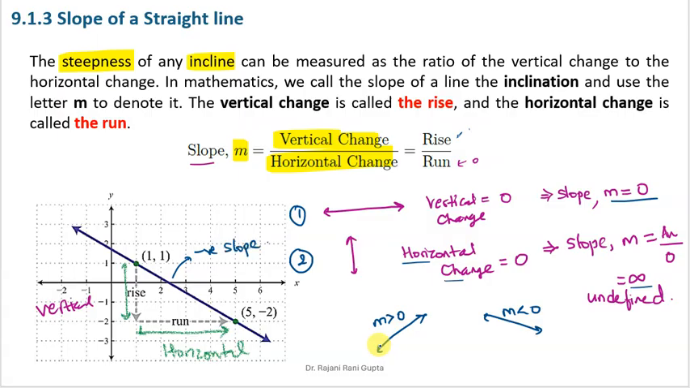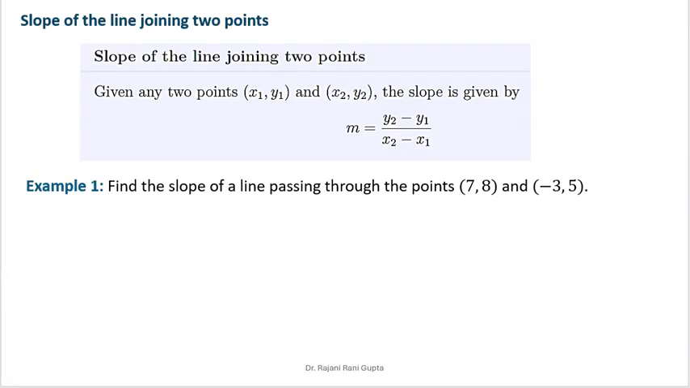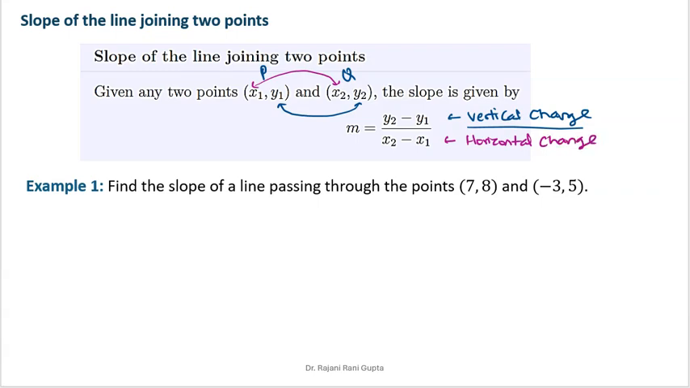Now let's see how we find the slope of a line when 2 points are given. The formula for the slope of a line joining 2 points, let the points be P and Q with the coordinates x1, y1 and x2, y2, is given by the difference of the y coordinates, which gives you the vertical change, divided by the difference in the x coordinates, x2 minus x1, which gives you the horizontal change, because this is what our slope is.